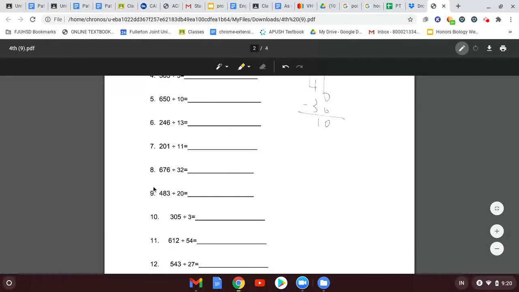Then let's try doing number 9. 483 divided by 20. The closest number that can go is 40. Then subtract that, and the remainder will be 83. And then the closest multiple of 20 that can go into 83 is 80, which is 20 times 4. And then you subtract that, then you get 3, which is 24, remainder of 3.